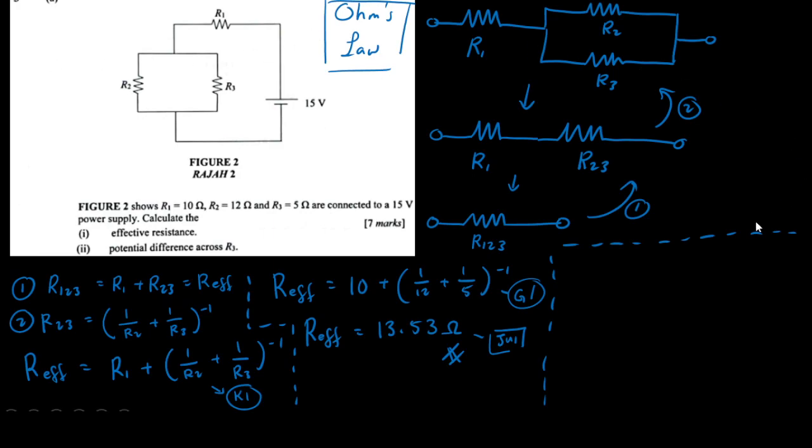Okay? All right, so let's move on to the second part of the question, question 3A2. Okay, now they are asking for the potential difference across R3. So what that means is that if I were to take a voltmeter and take a reading across these 2 points in the circuit, what would that reading be?